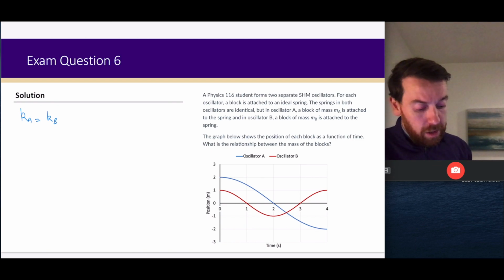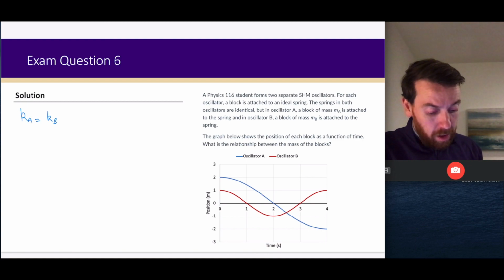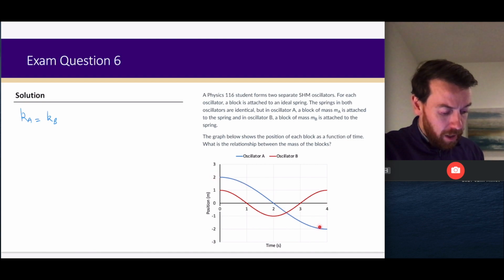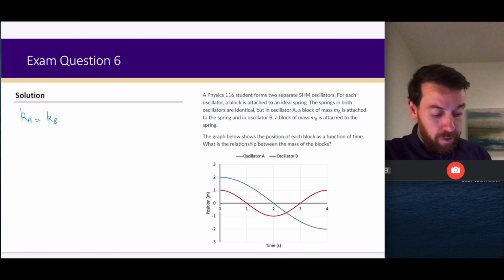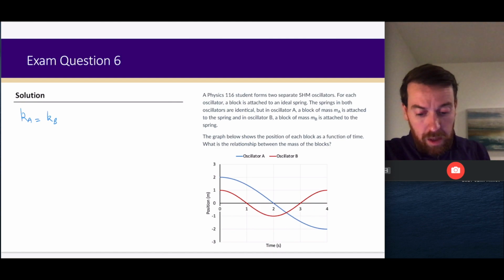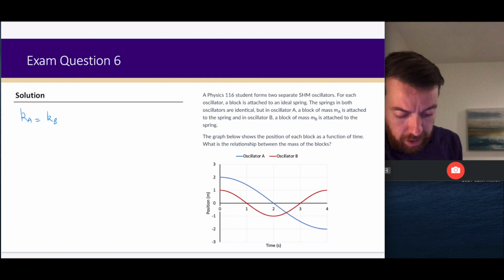Let's start with oscillator A. We can see that oscillator A starts from 2 meters and moves down to -2 meters in 4 seconds. That's only half of a period. It has to come back to its original position in order to complete a full cycle. So if it takes 4 seconds to get from max to min, it'll take another 4 seconds to go from min back to max. So the period of A is going to be 8 seconds.